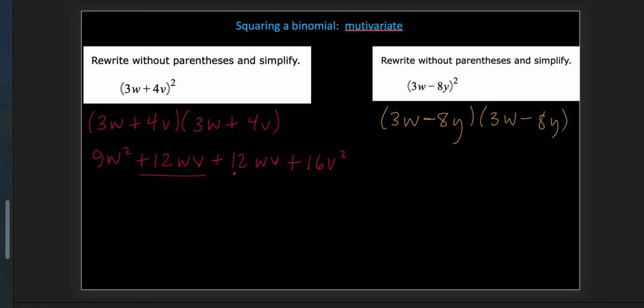So these are alike, and I can combine those. So I'll leave the 9w squared in there. This will be plus 24wv plus 16v squared, and that's the answer.